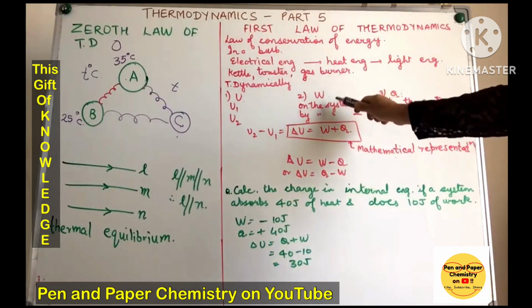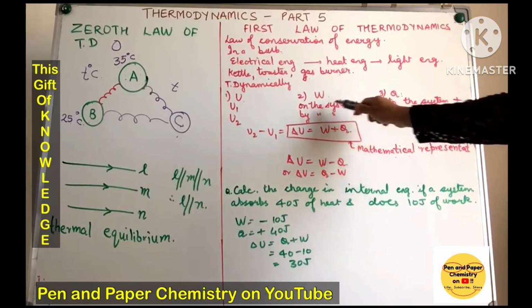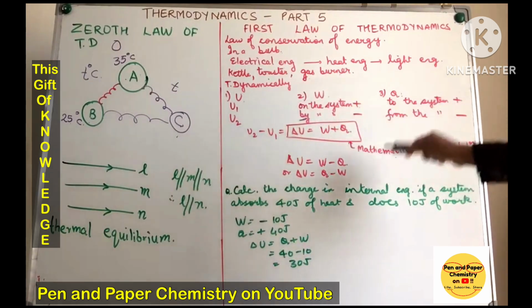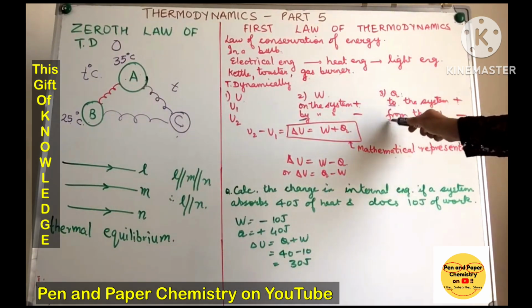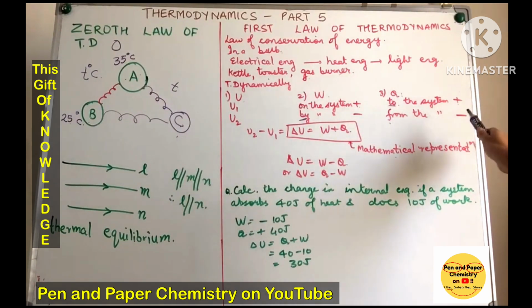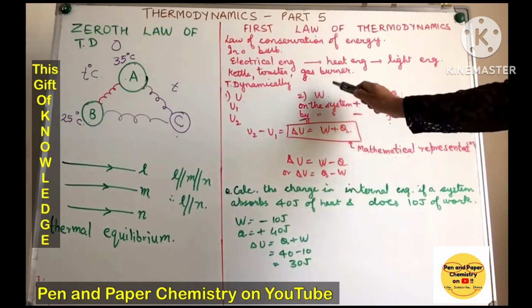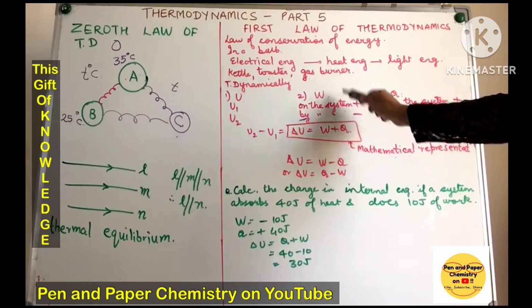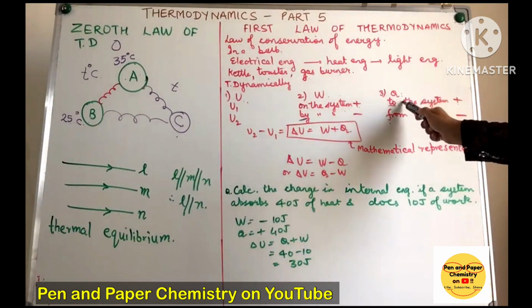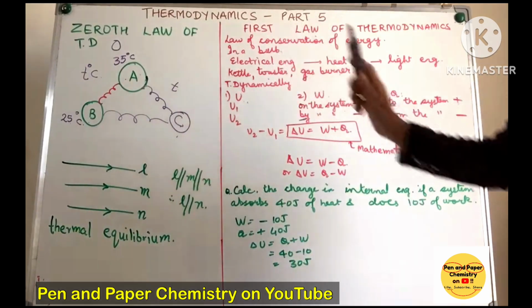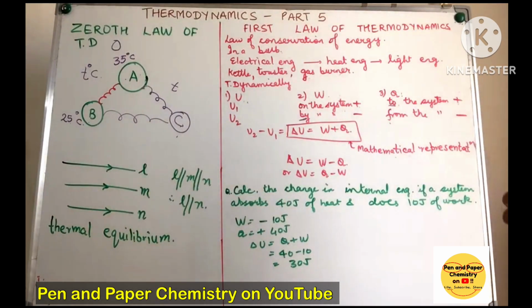You know that work done on the system is positive, by the system is negative. Heat added to the system is positive, heat removed from the system is negative, simply. Now, when you do a certain amount of work on the system, its internal energy will increase. When you add Q amount of heat to the system, again its internal energy will increase. And we know very well that internal energy is a state function, it's not a path function.